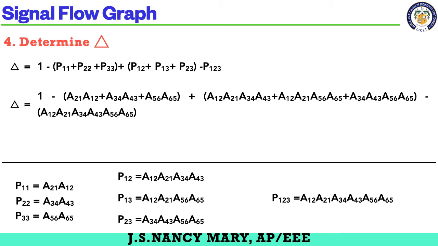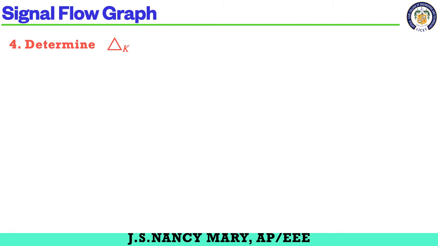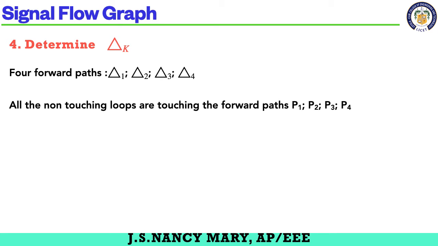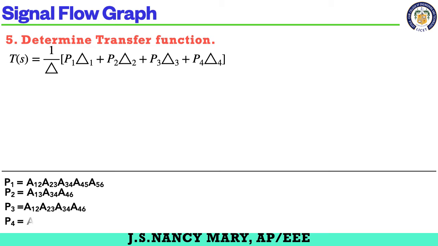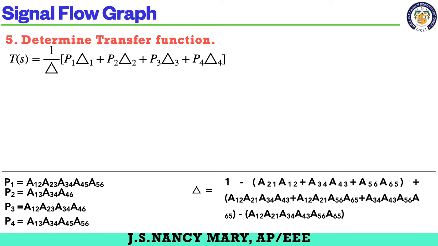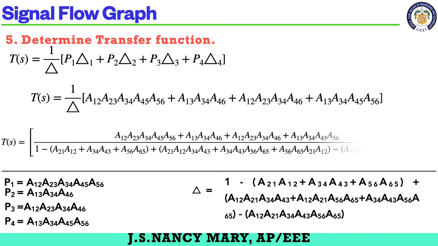Okay. Now I need to find out the del K. We are having four forward paths. All the non-touching loops are touching the forward path. So del 1, del 2, del 3, del 4 equal to 1. So for finding out the transfer function, you know what P1, P2, P3 and P4 and del are. Substitute all the things. So this is my final transfer function.